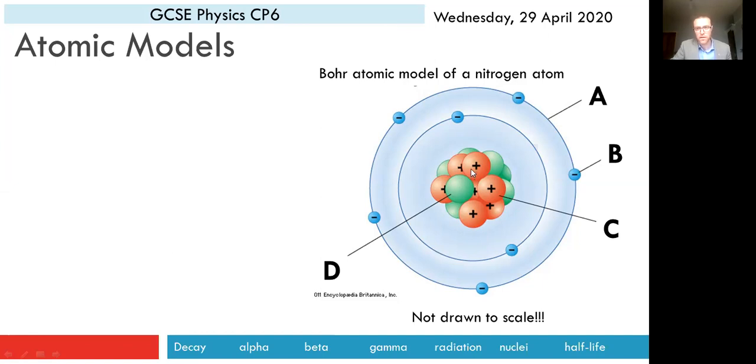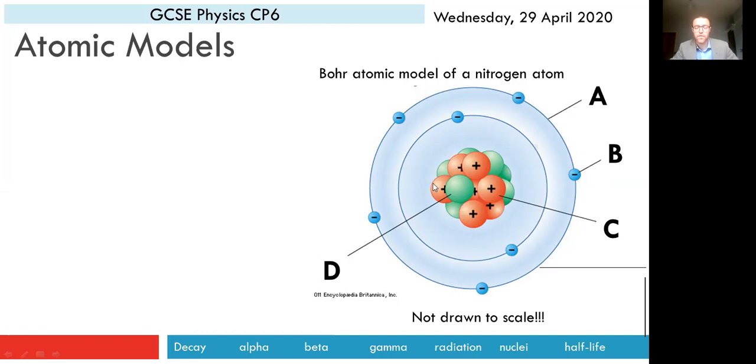This is Bohr's model of the atom that he came up with to explain the observations that he made. The parts of the Bohr model of the atom, which hopefully you're familiar with: we have a small dense nucleus in the middle, which is made up of neutral neutrons, that's D, and positively charged protons, which are C. We have around the nucleus electron shells, which are indicated by A, and the electrons orbit in those shells, which are indicated by B. Electrons have a negative charge.